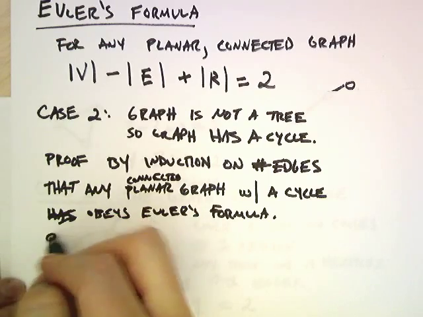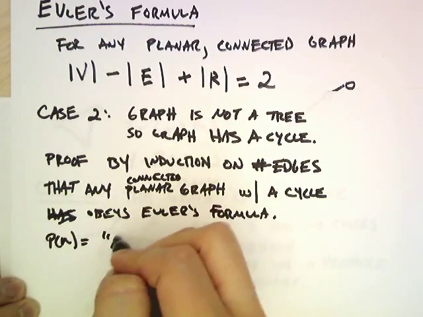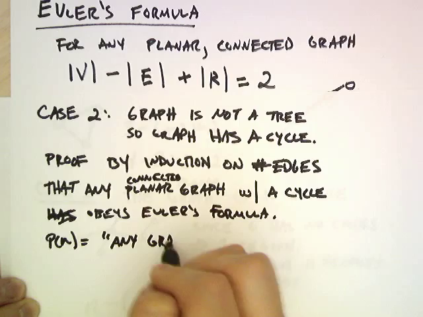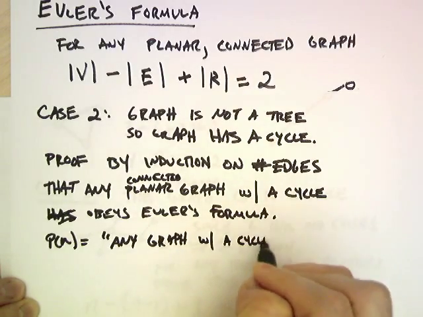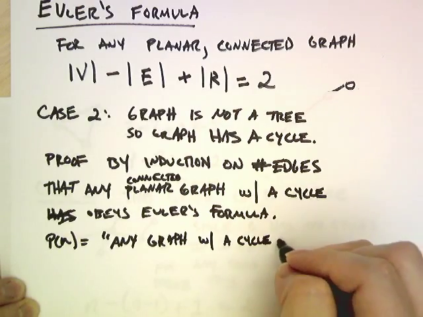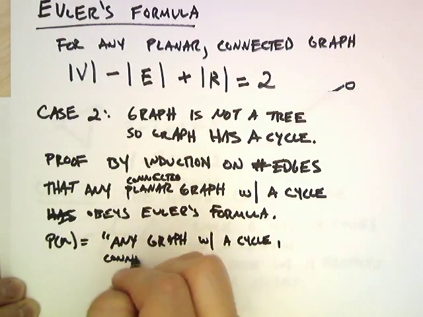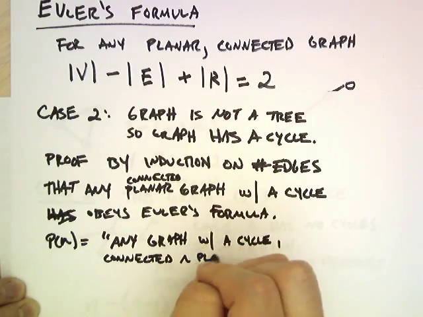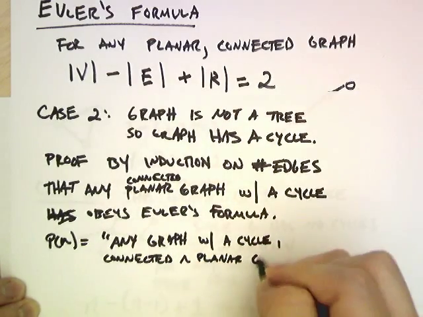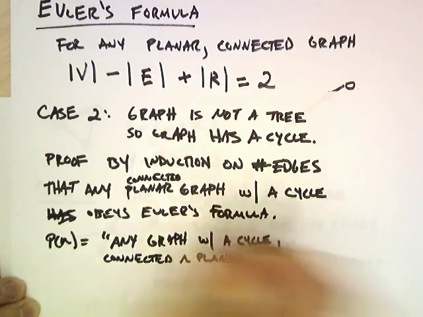Okay, so what's P of n? It's any graph with a cycle, that is connected and planar, obeys Euler's formula.